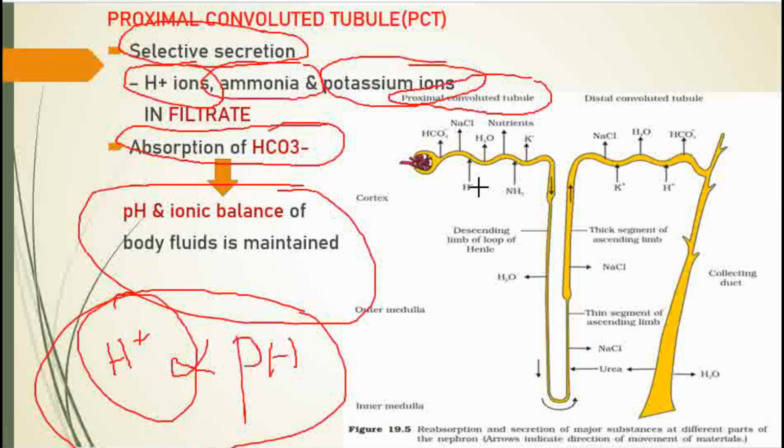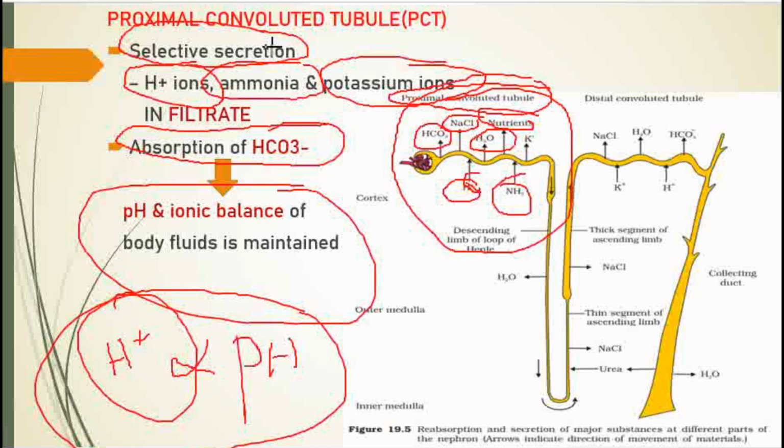So in the proximal convoluted tubule, the bicarbonate absorption occurs. Here you see NaCl getting absorbed, H2O, the nutrients, and H plus ion secretion, then ammonia. So in the proximal convoluted tubule you can see there is secretion and also absorption in this area, and this occurs in the cortex part of the kidney.